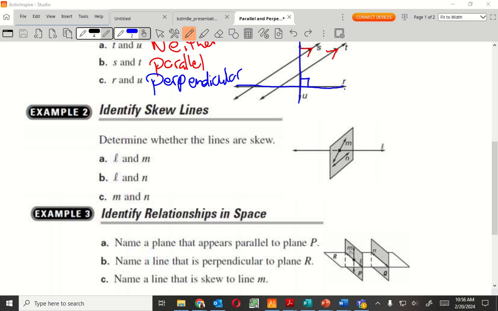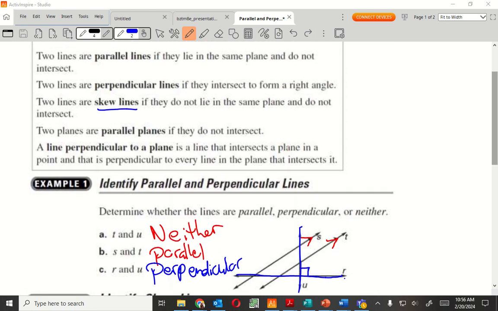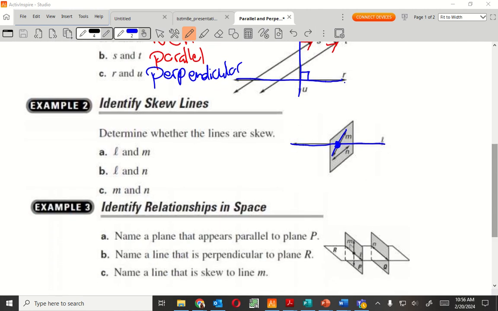Determine if lines L and M are skew. L is right here. M is right here. And if you notice, that dot right there signifies that those two lines cross. Those two lines touch right there. So, going back to the definition, they do not lie in the same plane and do not intersect. These two, they're not on the same plane, but they do intersect. So this first one is not skew.